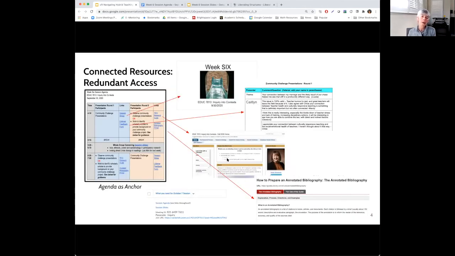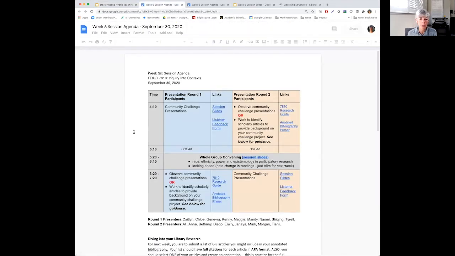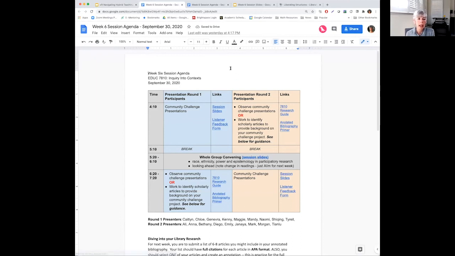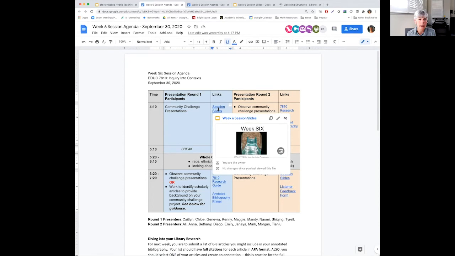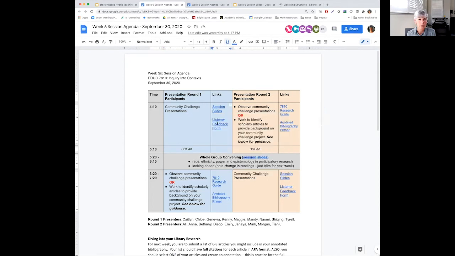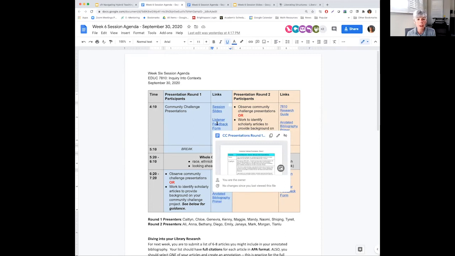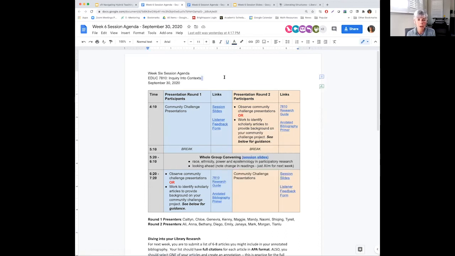The second, how did I help kids keep track, was this idea of connected resources and redundant access, and I can actually bring it up here. Essentially every week I had a session agenda in which I had links to everything that they were going to need for that week. You'll see that the agenda had a link to the session slides. When they were doing presentations, there was a listener feedback form, which each person had essentially their own section, and people went in and filled in responses to them.